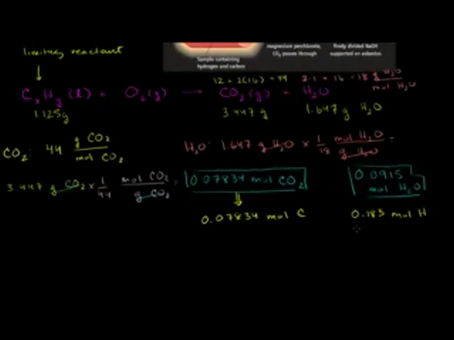And now let's figure out the ratio of hydrogens to carbons. That's pretty easy. We just take the ratio of that to that. So the ratio of hydrogens to carbons is 0.183 moles of hydrogen in our product for every 0.07834 moles of carbon in our product. And somehow we have to make this into some type of a whole number ratio. Let's see whether we can do anything here.